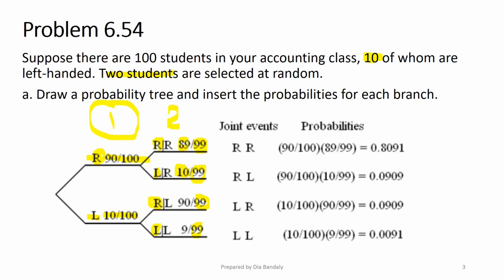Now, if the first one we selected was found to be left-handed, then for the probability of finding the second one to be right-handed, we still have 90 possibilities, right? 90 students who are all right-handed are still in the population from which we are picking. And we are picking out of 99 as we discussed before. Now, if that was left-handed, which leaves only 9 people from whom we are selecting, this branch has a probability of 9 out of 99.